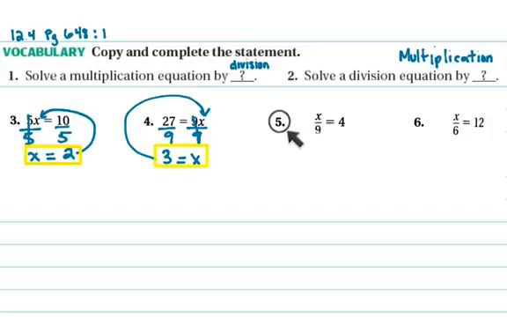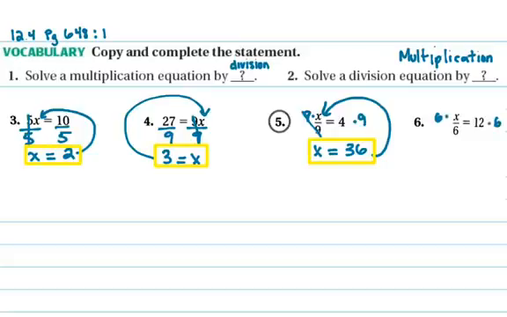Now on this next one, number 5, we have x over 9 equals 4. Now this is a division equation, and so we're going to use multiplication to solve it. So we're going to times by 9 to get rid of that divisor. And so 9 times x over 9 equals 4 times 9. The 9's cancel out, and that leaves me 4 times 9 is 36. Put it back in. 9 goes into 36 4 times.